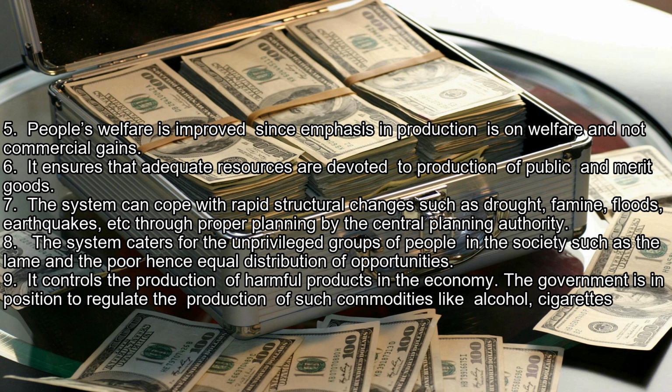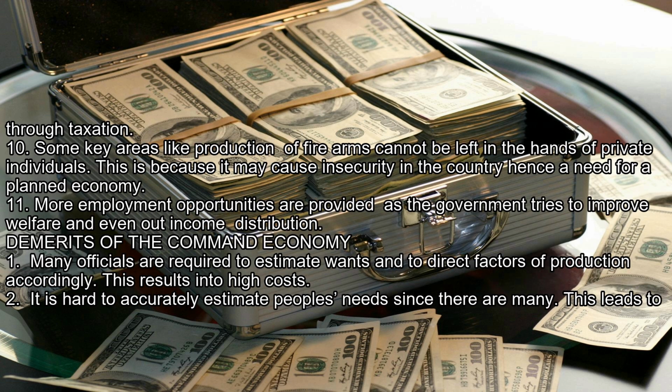9. It controls the production of harmful products in the economy. The government is in a position to regulate the production of such commodities like alcohol and cigarettes through taxation. 10. Some key areas like production of firearms cannot be left in the hands of private individuals. This is because it may cause insecurity in the country, hence a need for a planned economy. 11. More employment opportunities are provided as the government tries to improve welfare and even out income distribution.